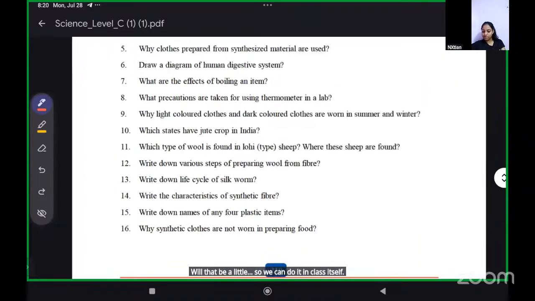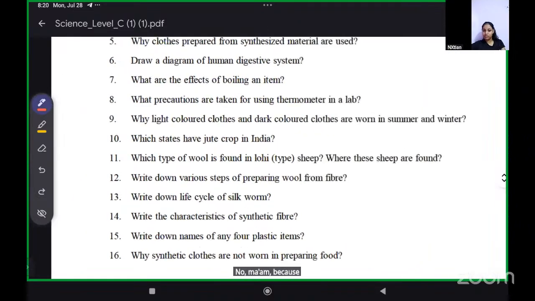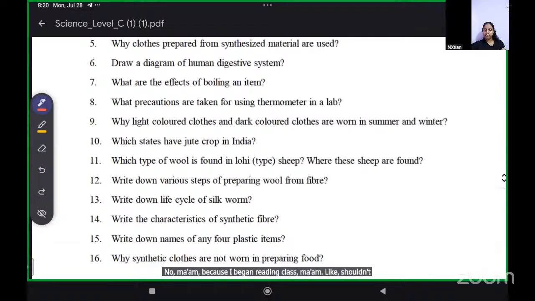No, ma'am, we can do it in class, but shouldn't we finish all the test series till 11? Did we finish all the test series till 11? No, we haven't finished all the test series till 11. We have only till 6. Ma'am, can't we do it individually and then do this?